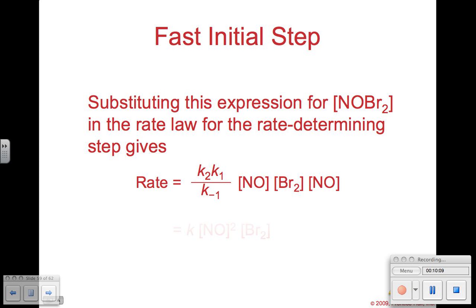So that the rate is equal to all the ks lumped together times the NO, the Br2, and the NO. So we combine them all together, and we ultimately get k[NO]^2[Br2], and we're confirming that the mechanism that we suggested is supported by the experimental rate law that was determined and that we had at the beginning of this question.